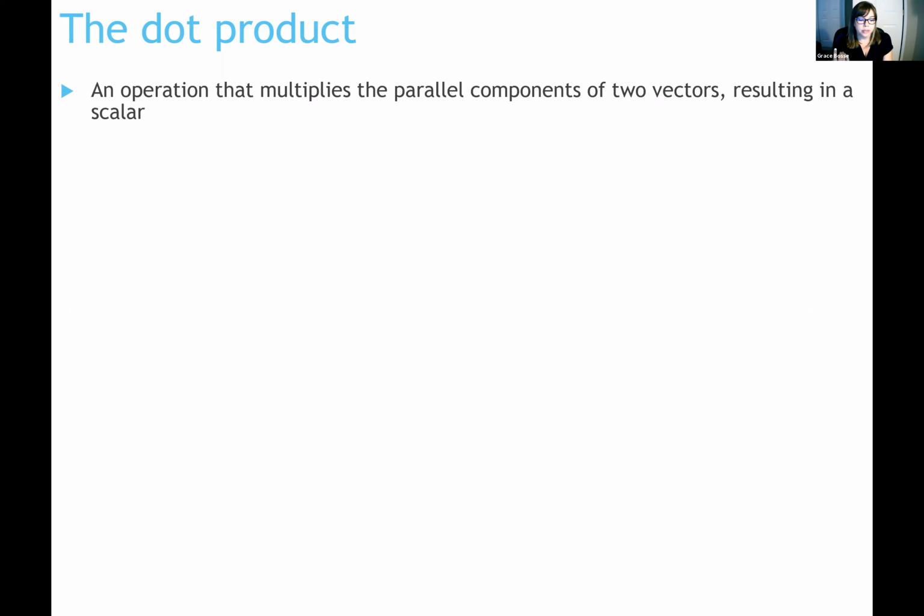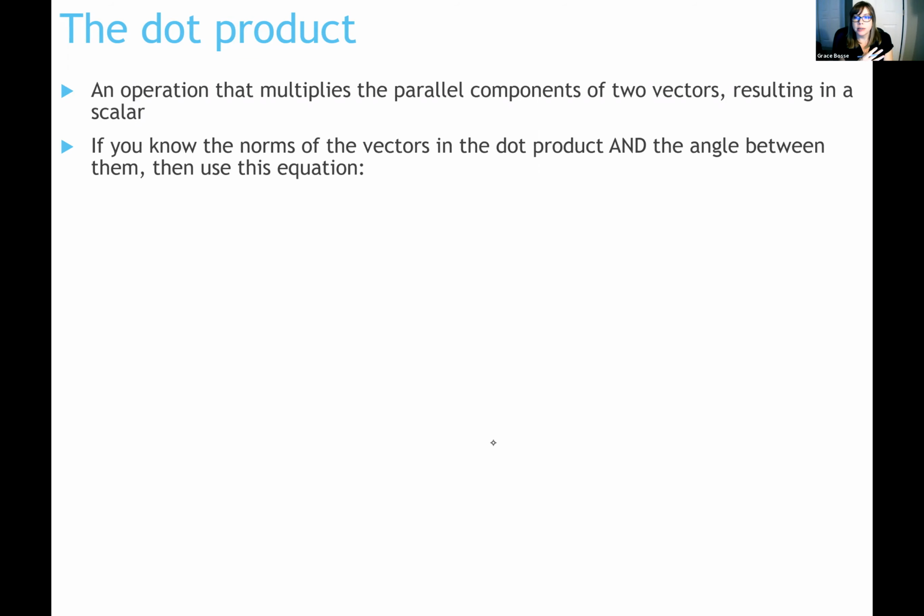So just to remind you, the dot product is an operation. It's a vector math operation that multiplies the parallel components of two vectors. So the dot product only multiplies parallel components. It doesn't multiply the full length of one vector times the full length of another vector. It only multiplies the parallel components.